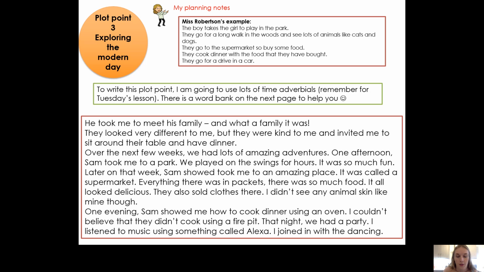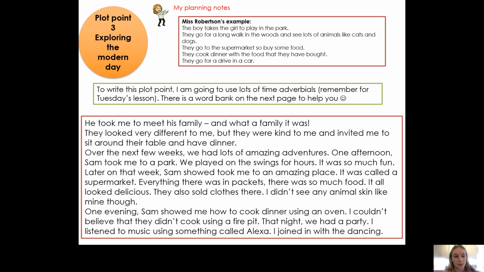Okay, what I'm going to do is read you my example, and then on the next page I've put some things to help you when you are writing this paragraph. Okay, this plot point. Here we go. He took me to meet his family. And what a family it was. They looked very different to me, but they were kind to me and invited me to sit around their table and have dinner. Over the next few weeks, we had lots of amazing adventures.